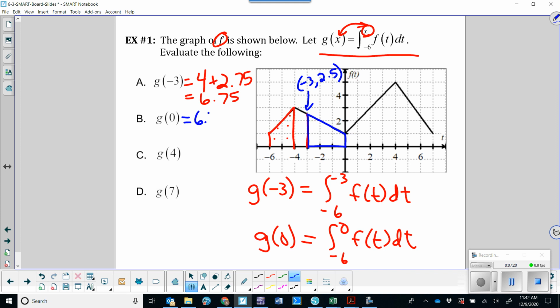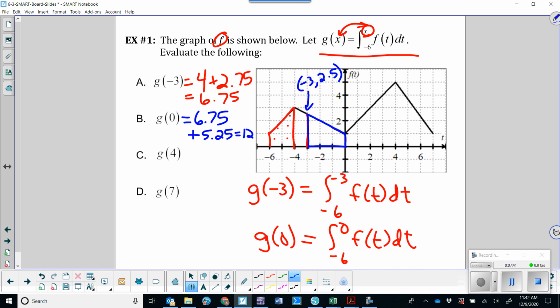So we have 6.75 from the previous answer, because that's adding -3 to 0, and then do your arithmetic. You're going to get 5.25 for the blue area. Add that together and you're going to get 12. Okay, let's do G of 4.